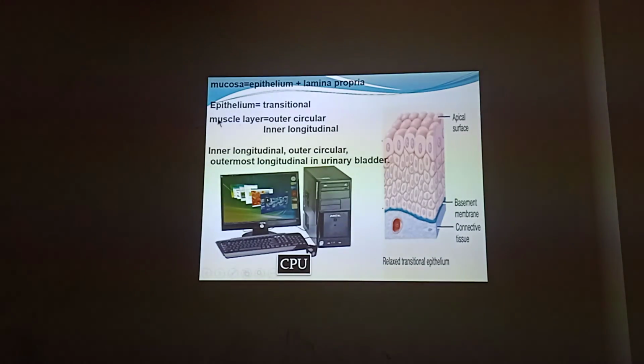And what about the muscle layer? In the GIT, what we have read is outer longitudinal, inner circular. But here it is reversed: inner longitudinal and outer circular.